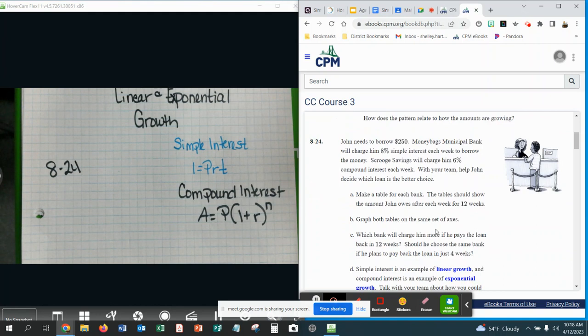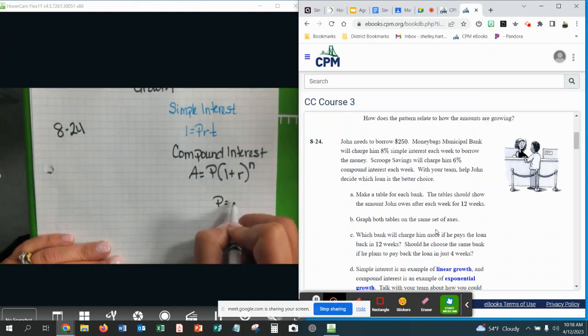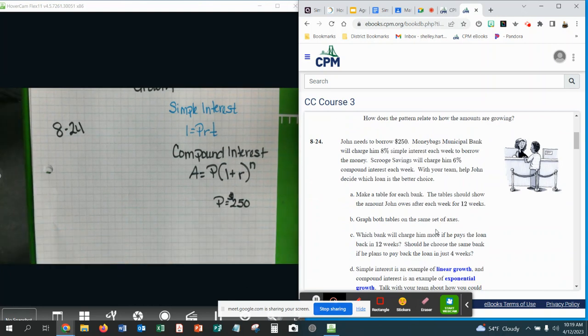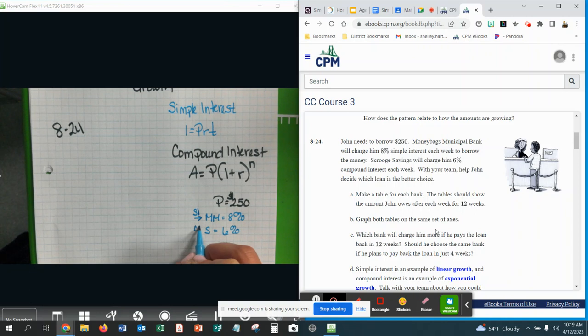So let's write a couple of things down before we get started. So our principal is $250, right? That's our principal. Moneybags Municipal is going to charge him 8% interest. Scrooge is going to charge him 6% interest. This one is simple interest, SI, and this is going to be compound interest.